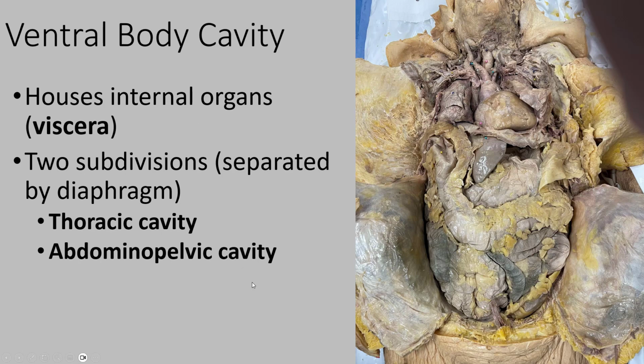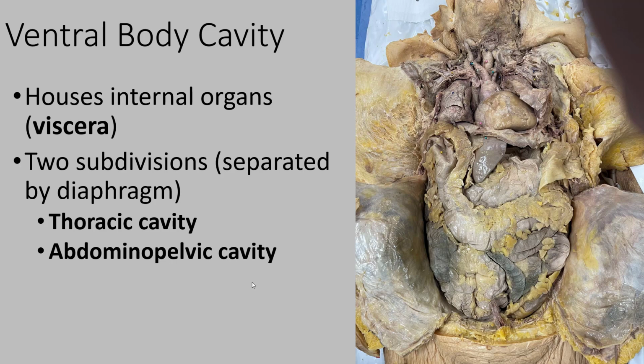Next is the ventral body cavity. The ventral body cavity is the front, and it is much more extensive than the dorsal body cavity. The ventral body cavity is where we find all of our major internal organs that we typically think about when we think about internal organs. We call these the viscera. Viscera is just another term for all of the internal organs.